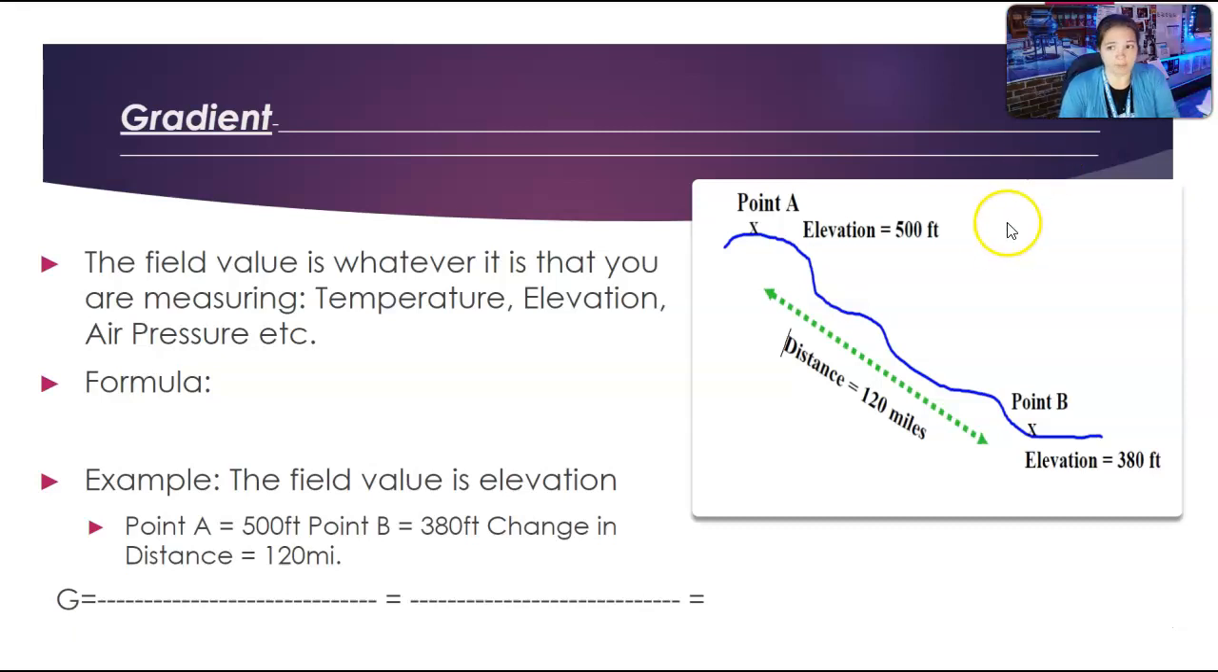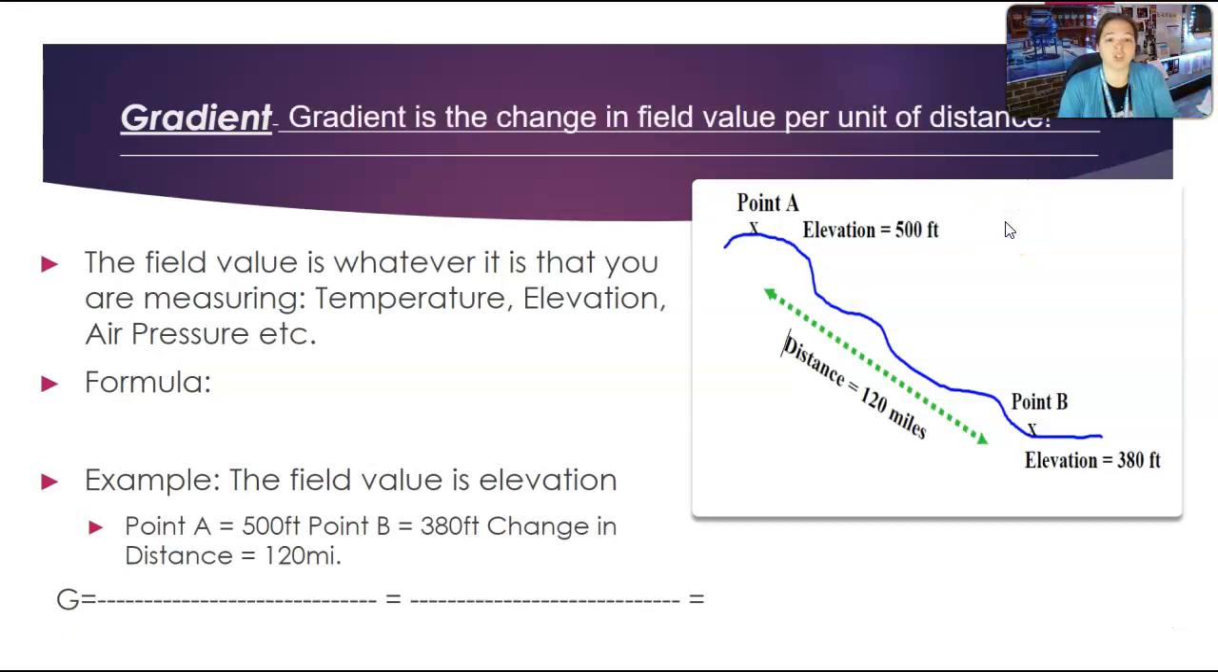What is gradient? Well, gradient is the change in field value per unit of distance. So that's a lot of technical talk for how much does the field value change over a length of distance. So field value, again, this is the value of whatever has been measured. In this little picture, what has been measured is elevation. I've got 2 elevation points. So that's my field value.